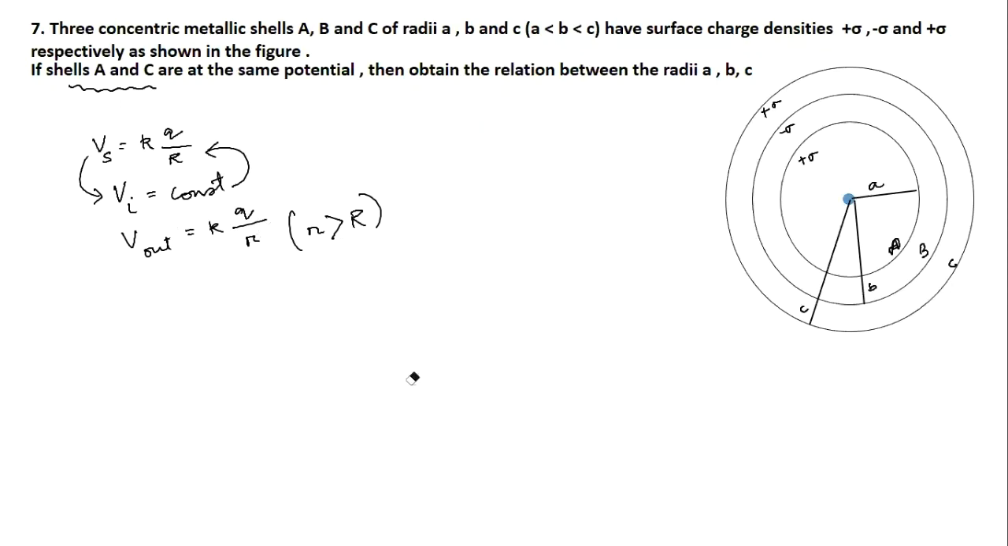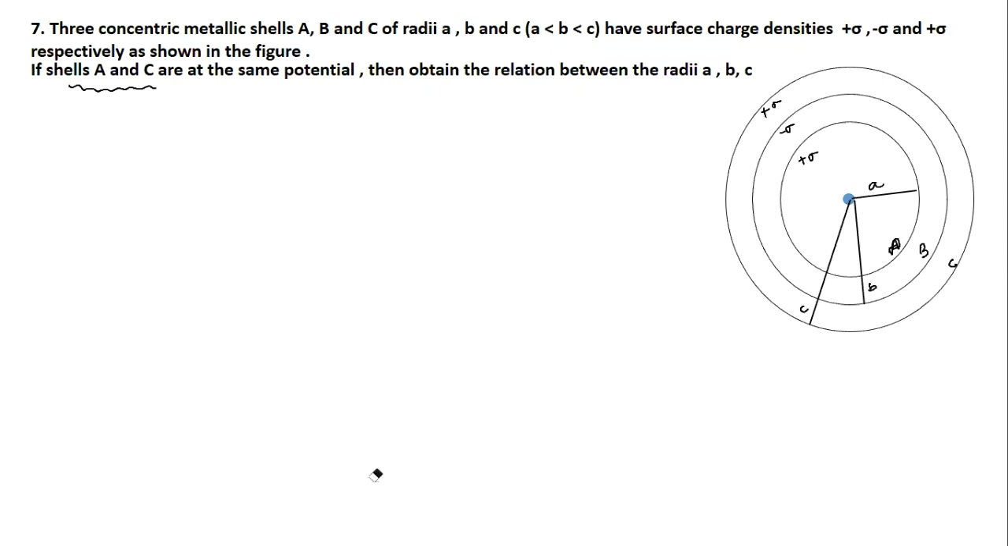Now, step by step, we are going to find how much electric potential we have at surface A and at surface C. We will find the potential at surface A and the potential at surface C, and then we are going to make these potentials equal to each other as per our question. From that equation, we will find the relation between a, b, and c.